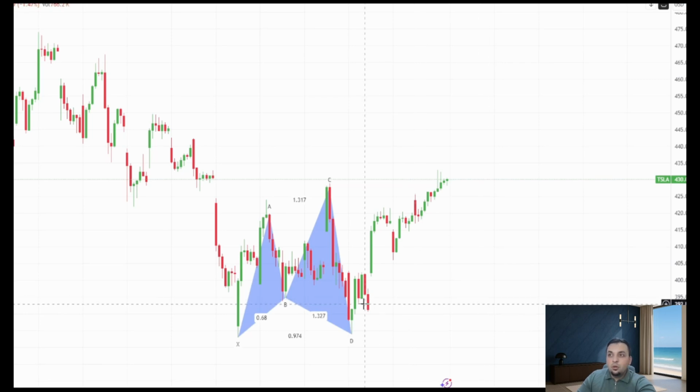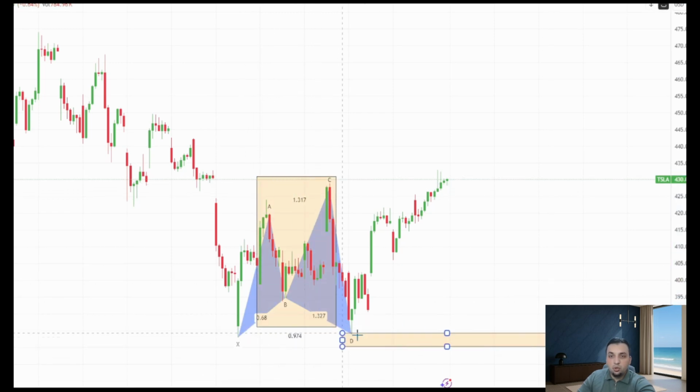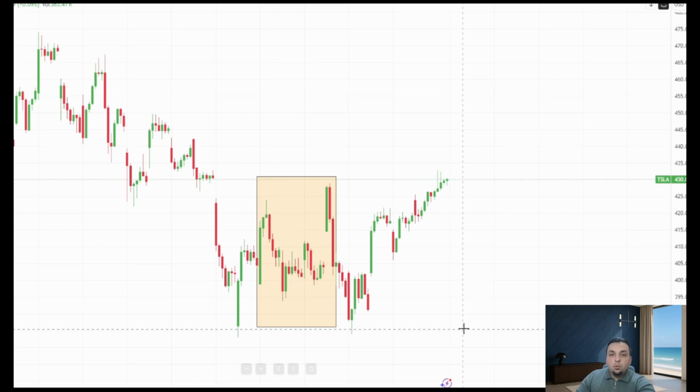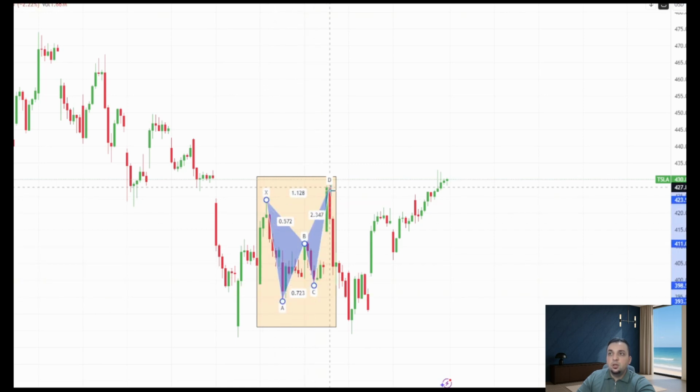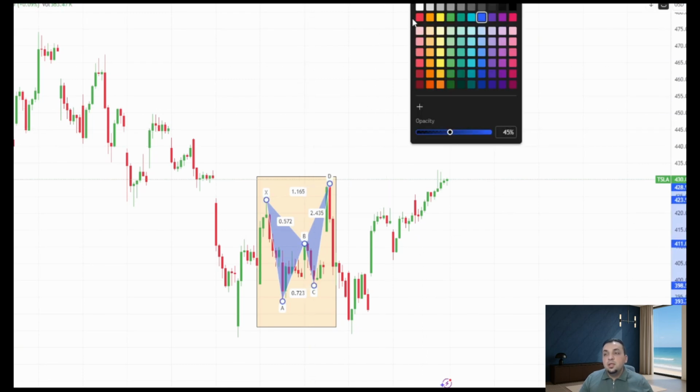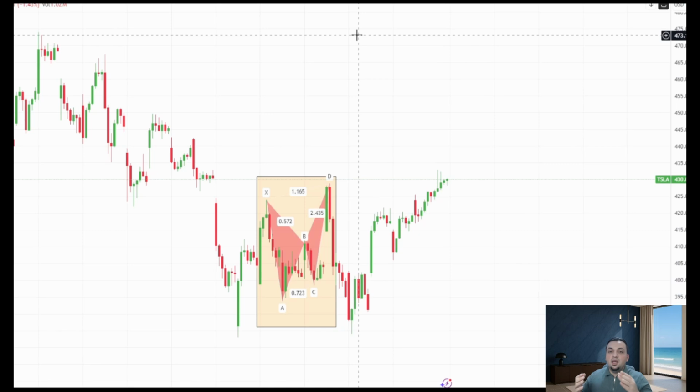But now, if you look closely between A and C, let me just draw that with a rectangle right here, between A and C, and also delete the bullish harmonic pattern that we spotted. Now, in between A and C of the bullish harmonic pattern, we also have a bearish harmonic pattern, X to A to B, B to C, and C to D. Okay, let me just change the color real quick.